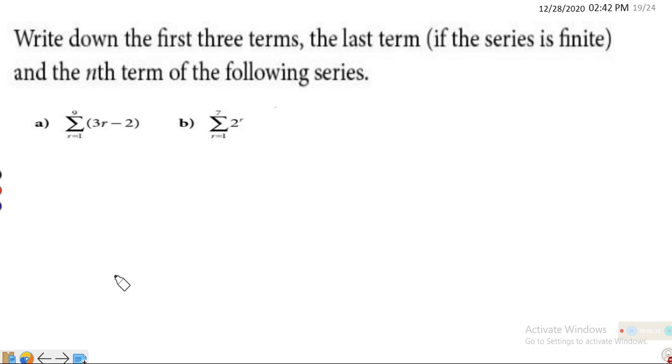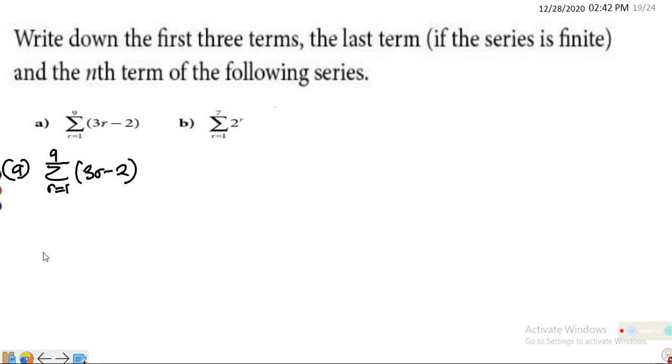Let's just look at the examples. Write down the first 3 terms, the last term if the series is finite, and the nth term of the following series. Let us start from A. We have the summation from r equals 1 to 9 of 3r minus 2. This series is finite because the last term is 9.